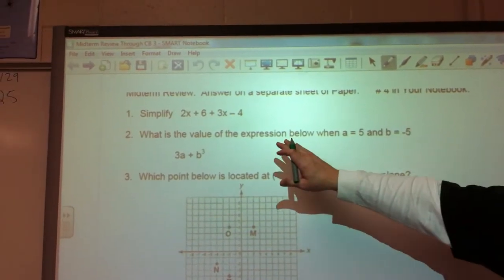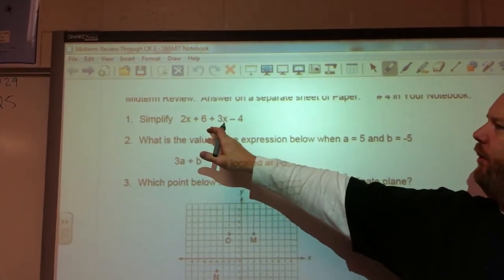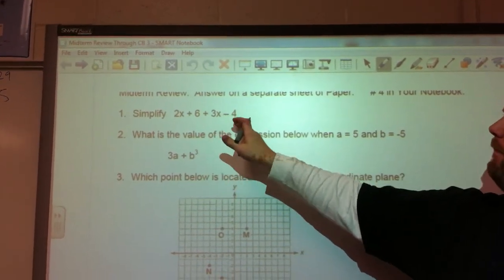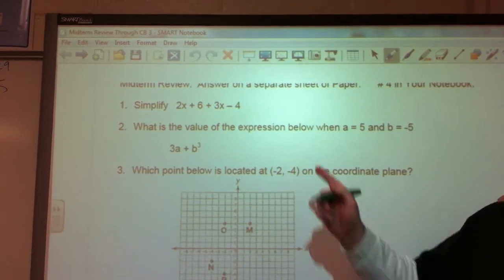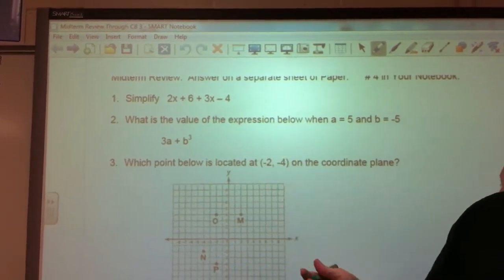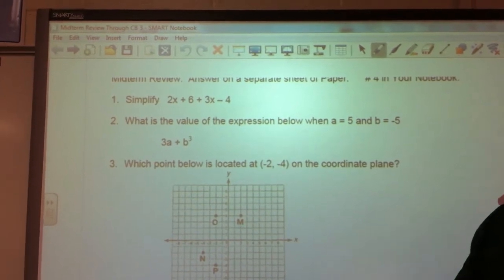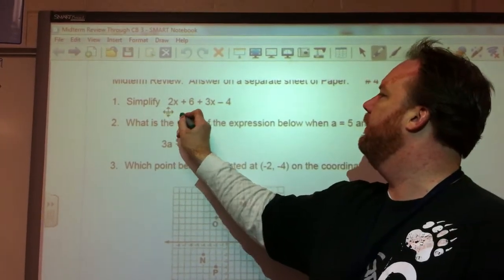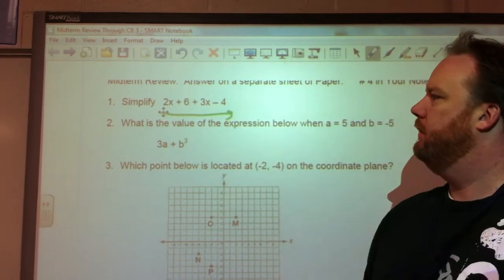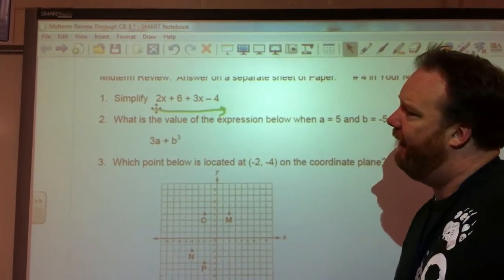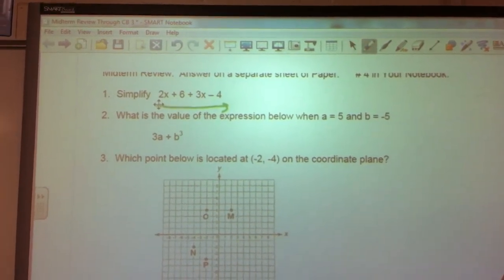Okay, in number 1, we're supposed to simplify 2x plus 6 plus 3x minus 4. Since we're doing adding and subtracting in the same expression, all of those are equal in the order of operations, so we must move from left to right. The next thing we have to do is to combine like terms.